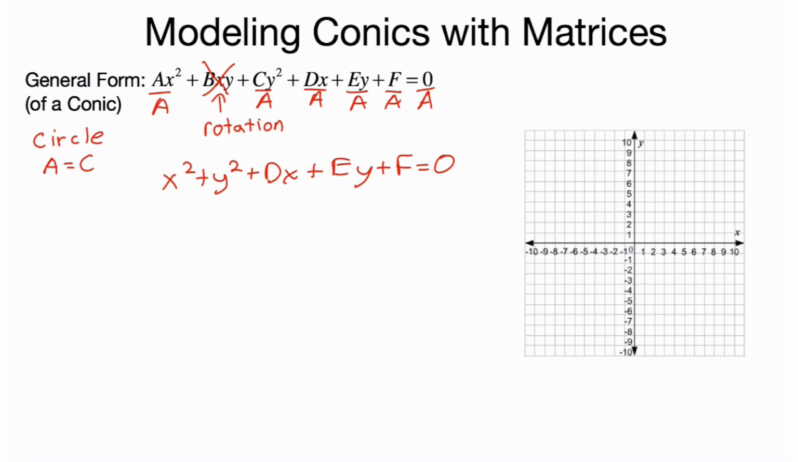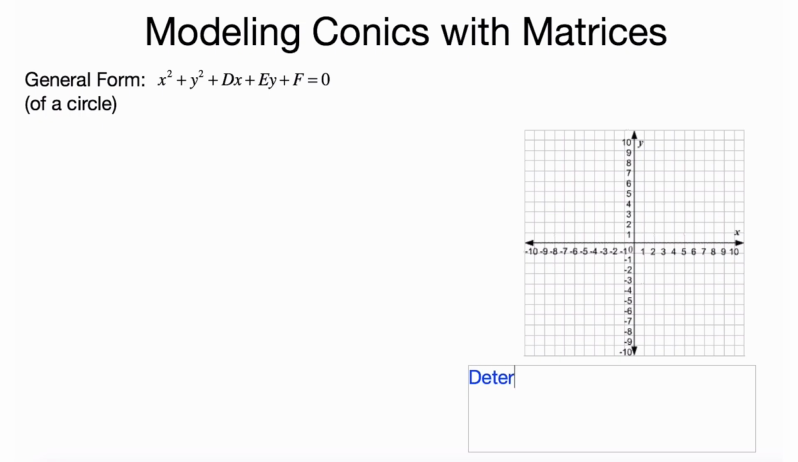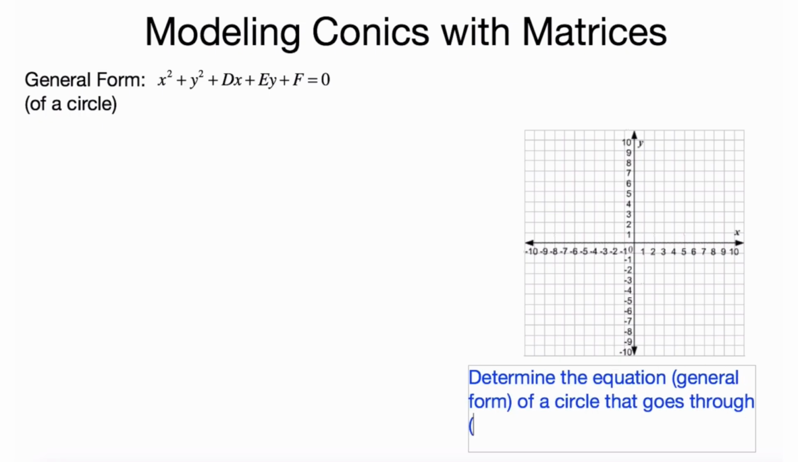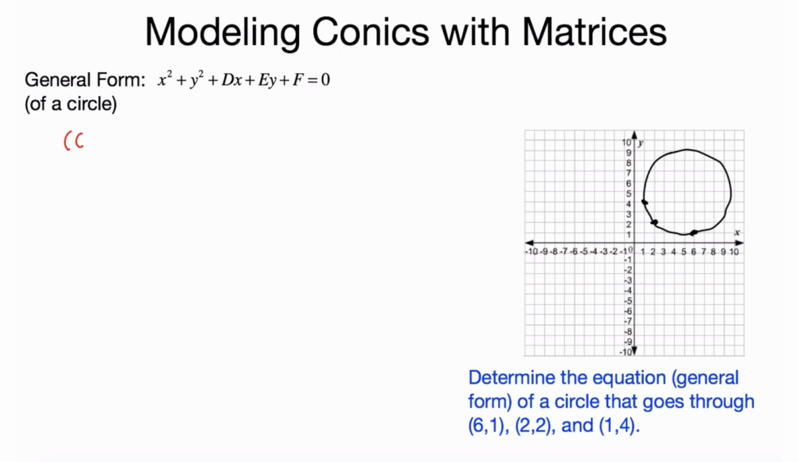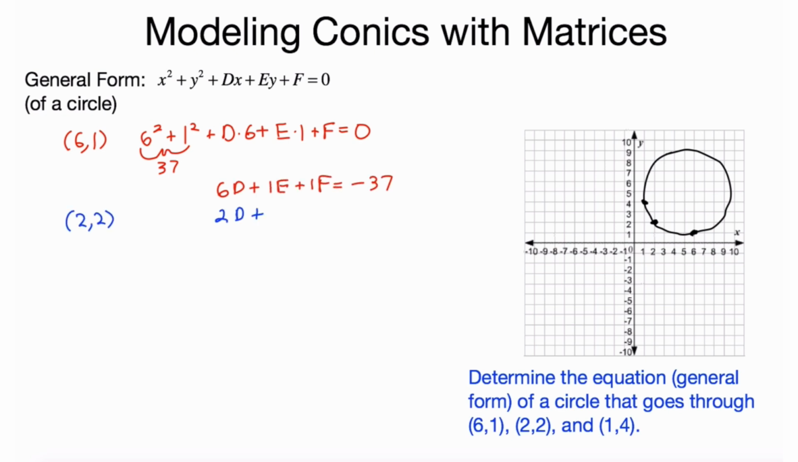Now we are ready to do an example. Let's find the equation of a circle that goes through the points (6, 1), (2, 2), and (1, 4). I am drawing a circle to give an idea of what the circle should look like. Each coordinate pair is substituted into the general form to create a unique equation. After doing this for all 3 points, there are 3 equations with 3 unknowns.